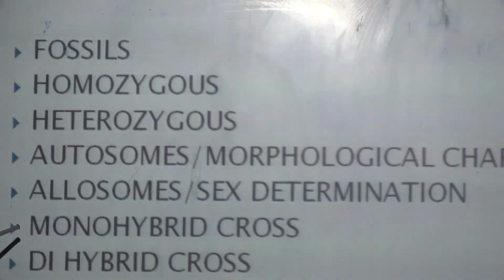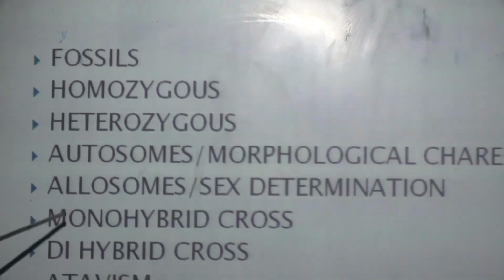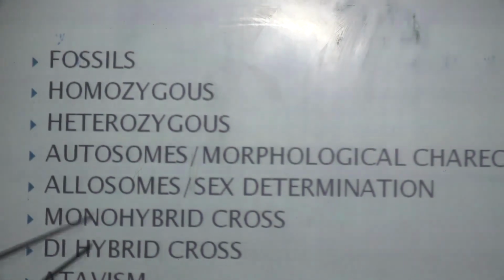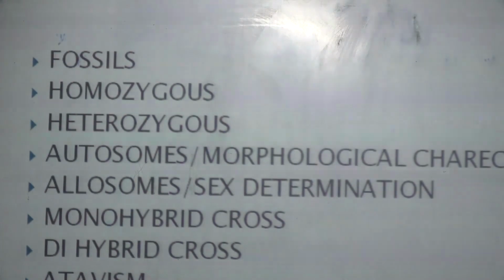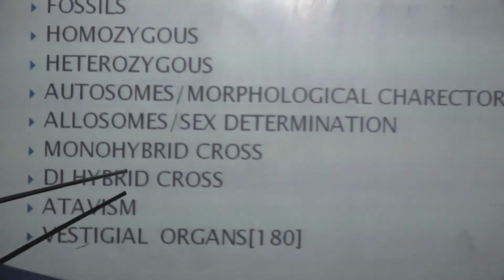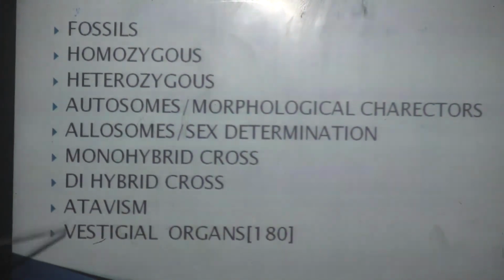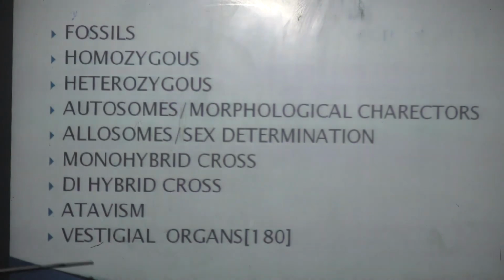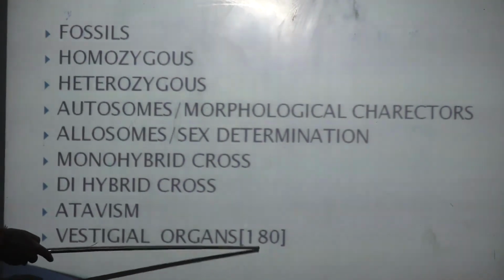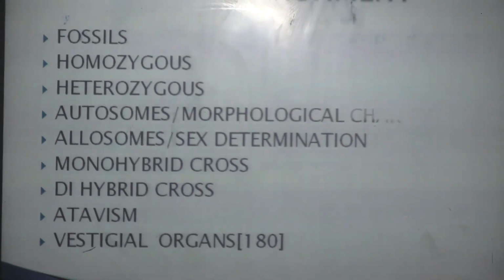Then let me move to the monohybrid cross conducted by Mendel and the dihybrid cross. Monohybrid cross is already given in the textbook, but dihybrid cross is given under the annexure, additional information. So definitely here the ratio 9:3:3:1 will be asked. Atavism: what is atavism? You have to write. And what are vestigial organs? 180 vestigial organs, the number 180 is very important for B.V.L. Okay. Then let me move to the next chapter.